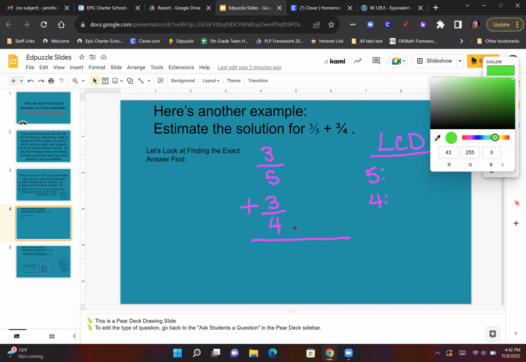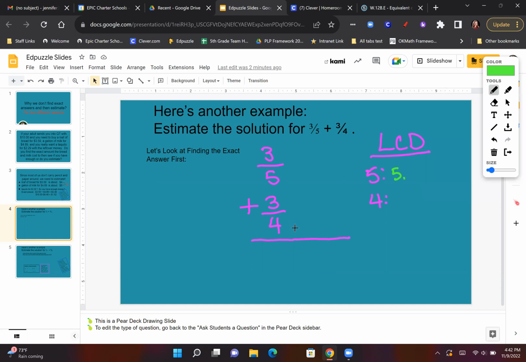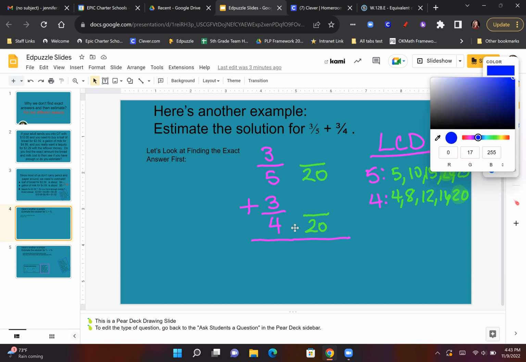So multiples of 5 would be 5, 10, 15, 20, 25. Those are multiples. Multiples of 4: 4, 8, 12, 16, 20. I'm going to stop there because I actually see it already. I can see that the lowest common denominator, lowest common multiple, is going to be that 20. Okay, so 20 is the new denominator. We'll rewrite these, putting 20 as the new denominator. And all of that's probably new for a lot of you. We're going to go into that again in more detail as we continue this week and next.